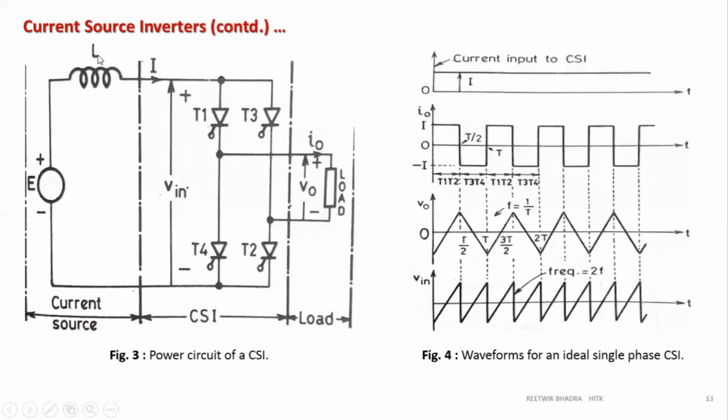Okay. This is the basic diagram of CSI. See, as I was telling, we'll have a voltage source over here, and in series we'll have an inductor. This will act as a filter also, and this will try to maintain the current constant also. So this current I shown over here is constant.